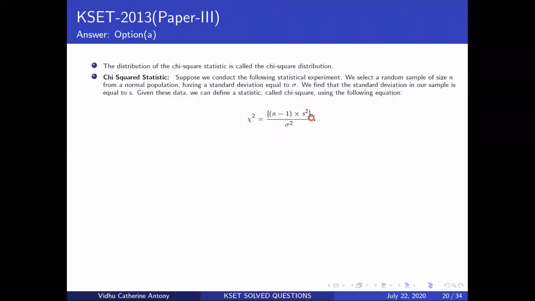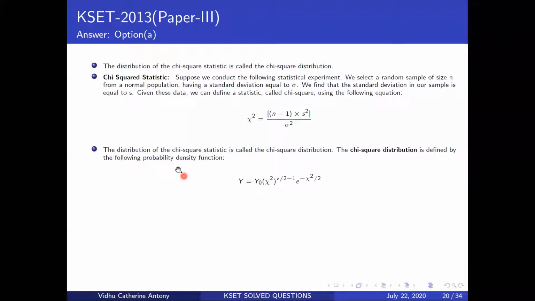So there are two things that are involved here. We select a random sample of size n from a normal population having a standard deviation sigma, and then we find that our sample has a standard deviation equal to S. So there are two standard deviations: one is in our sample and the other one is in your normal population, from which a random sample has been taken.